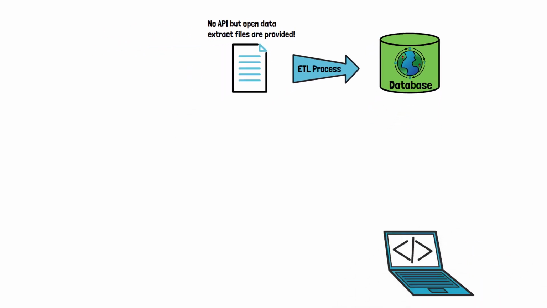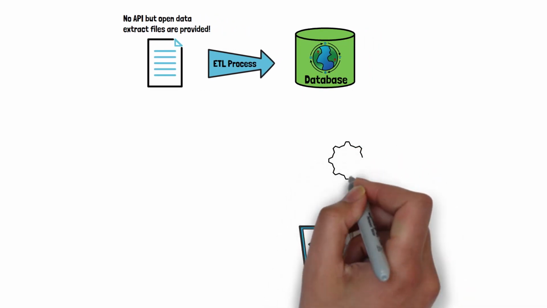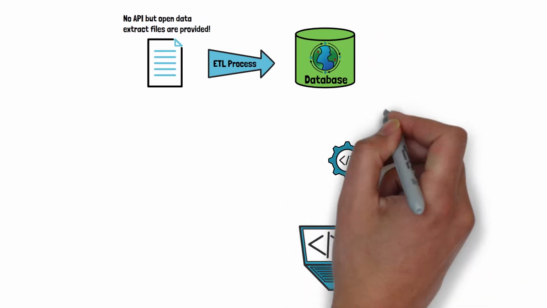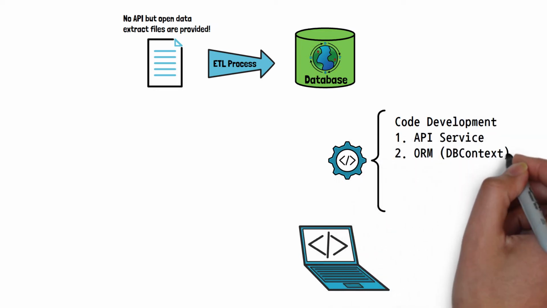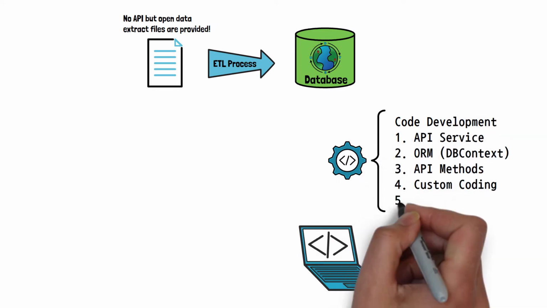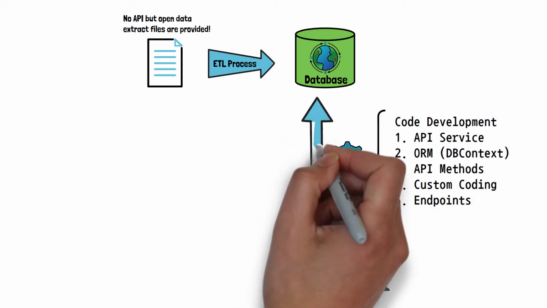in real time. Some of the steps used to achieve this include coding for the following: API services, database object relational mapping (ORM), API methods, custom coding for data linking and manipulation, and endpoint paths.